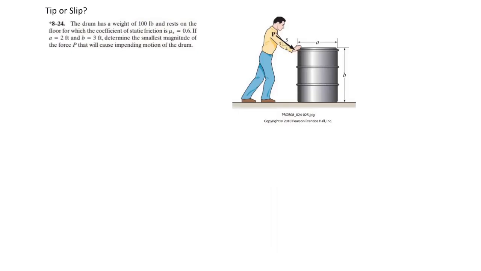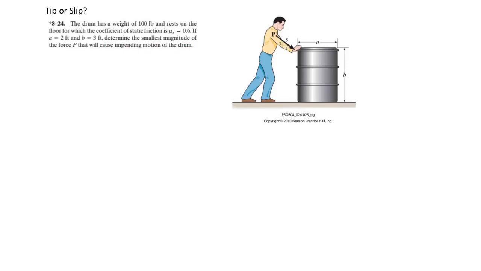Well, here's another tipping or slipping problem. What I've got here is a gentleman pushing on this barrel. He's pushing at an angle, and we're going to try to find out some things. It says the drum has a weight of 100 pounds. It has a static coefficient of friction of 0.6. It's got some dimensions. We want to find out the smallest force that will cause impending motion.